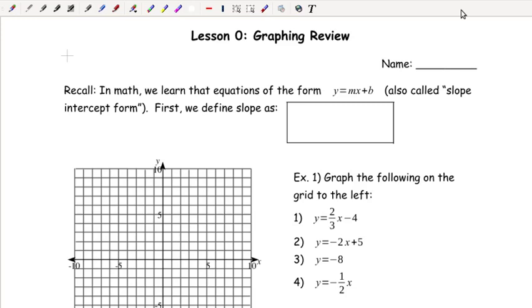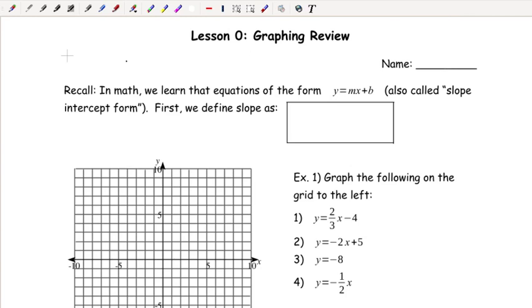Ready to start a new unit. This unit is all about graphing, and graphing comes in pretty handy in pretty much all your science classes. In physics and chemistry and biology, different graphs are used for different things. So we're going to do a general graphing review, especially about linear functions, and then we're also going to look at some specific applications for physics. So this is Lesson 0, Graphing Review.